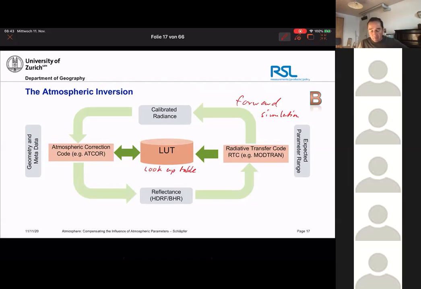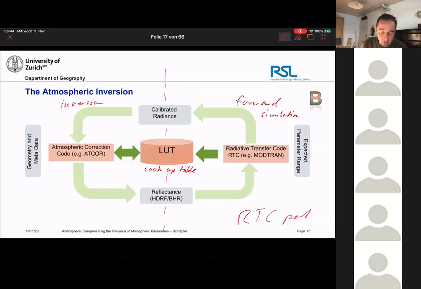So this big lookup table contains everything which could happen potentially in an image. This part here is the RTC part, the forward simulation creating the lookup table. Now, if you go to the correction, you go the opposite way. That's a kind of an inversion of the model. Instead of doing a forward simulation, you invert the MODTRAN model, and the inversion is done by other packages like the ATCOR code. That's the atmospheric correction software which does this inversion.